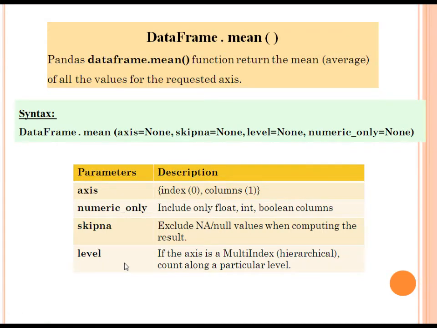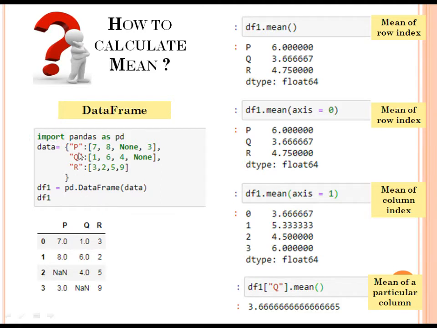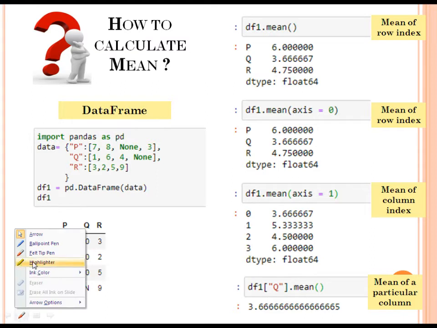Now see how to calculate the mean. So children, this is my data frame. I have put it as df1 equals pd.DataFrame(data), and P is the column with one NaN value, Q is the column with one NaN value, and R has all the values present in it. Now see how to apply the mean function here and how it works. df1.mean() will calculate the means according to the columns. Let's see.